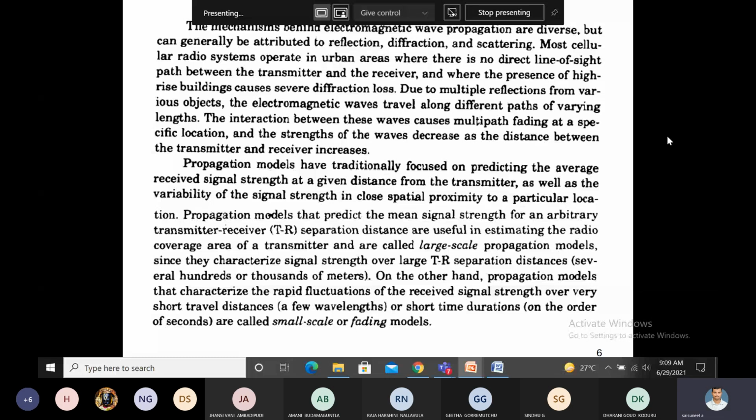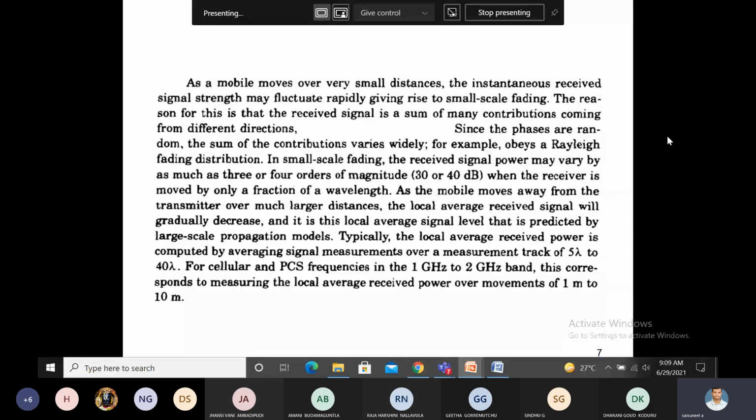Suppose a mobile moves over a very small distance, in terms of meters. Now we have to calculate the received signal strength. Are there any fluctuations in the signal strength? That is nothing but small scale fading. Why? Because even for small distances, we are getting the signal from many directions.